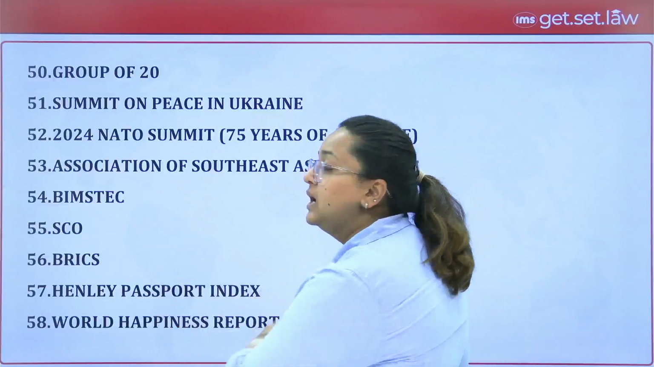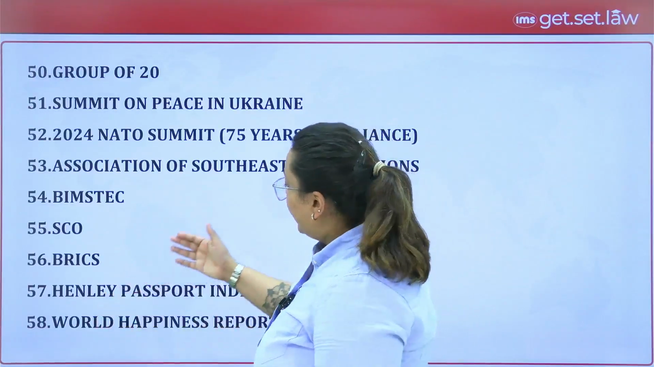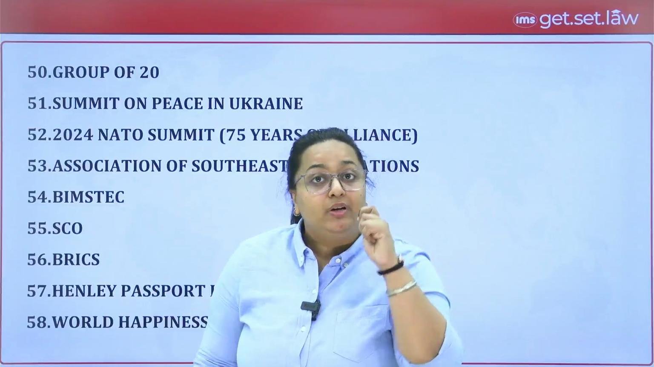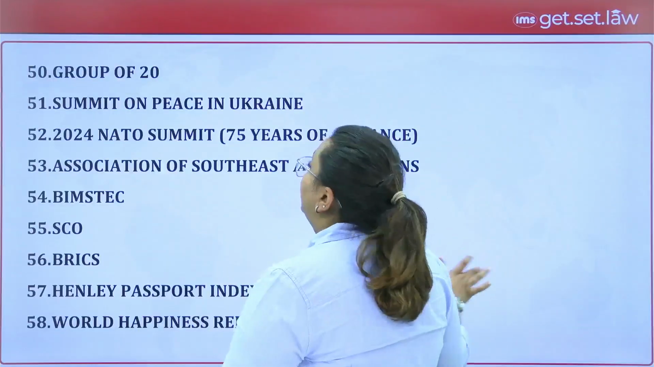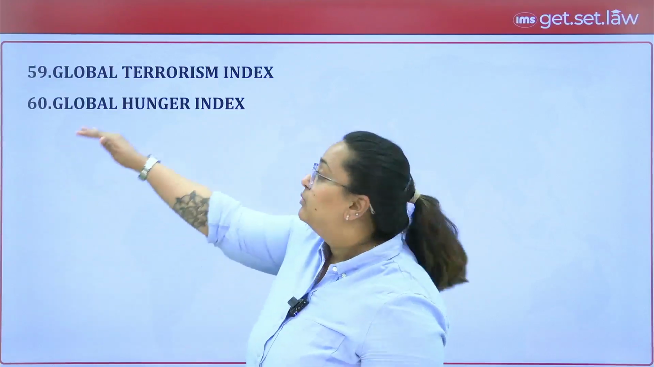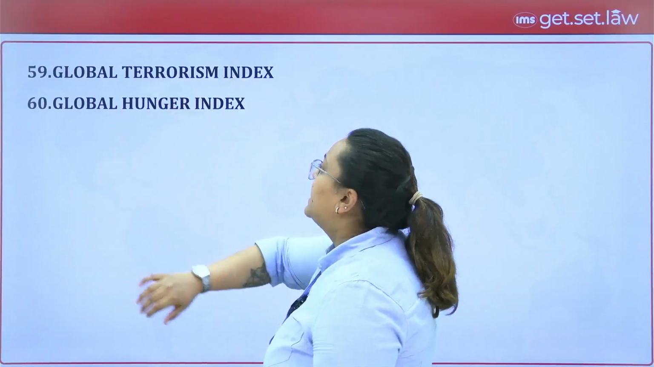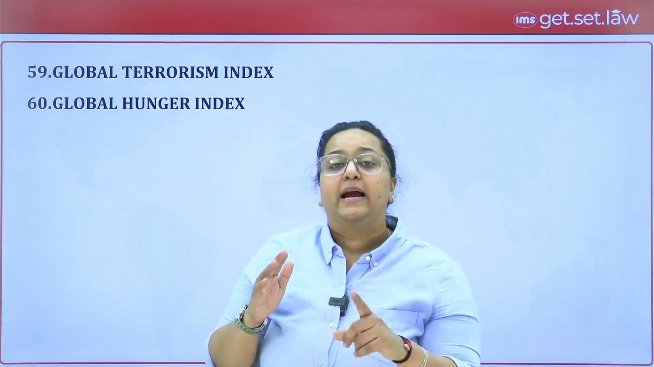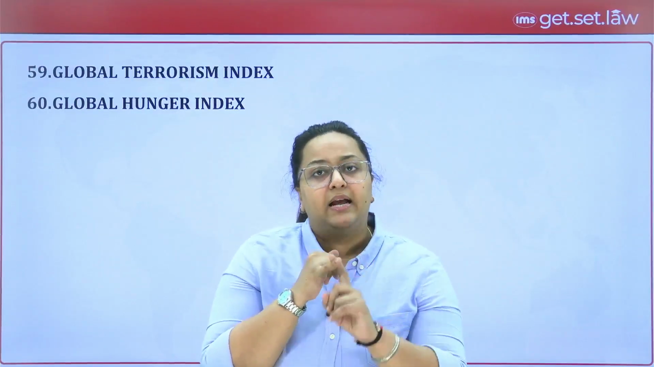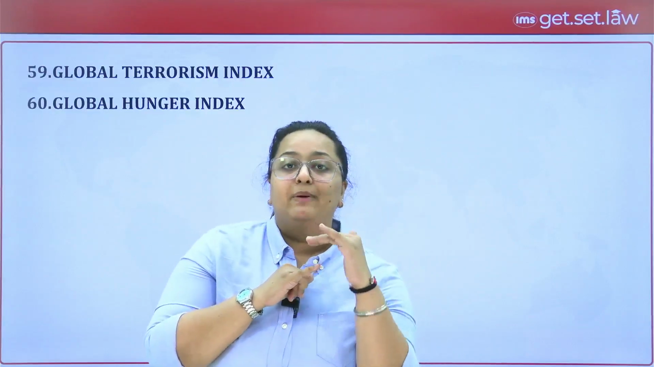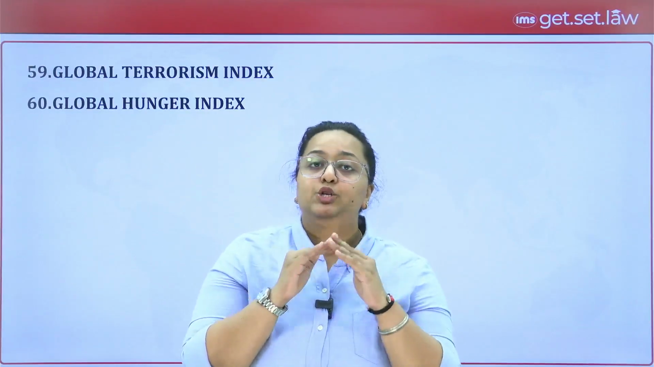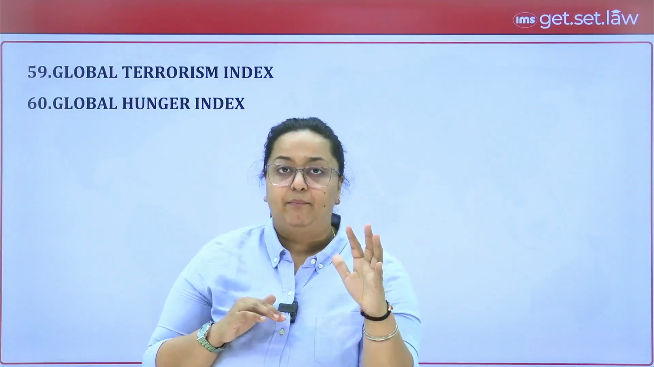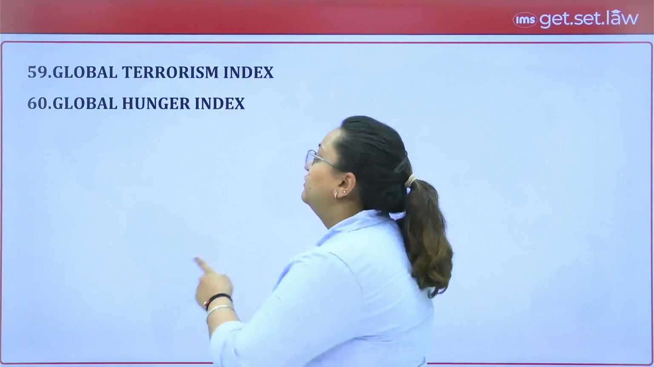Next of course comes the indexes. Number one being the Henley Passport Index, another important index that you need to know. Similarly, the World Happiness Report. Along with that, we come to the last two, that is the Global Terrorism Index and the Global Hunger Index. While you're studying this, don't forget to know India's rank, our neighbors' rank. If we are at the middle ground, which countries are falling at the least, and what are the top 5 countries or what is their name. Don't forget to go through all of these things.